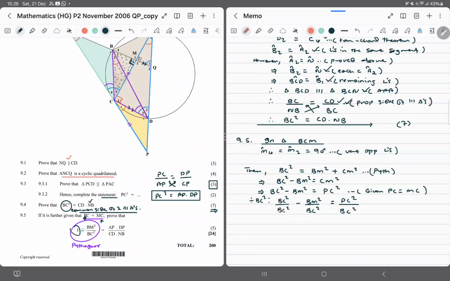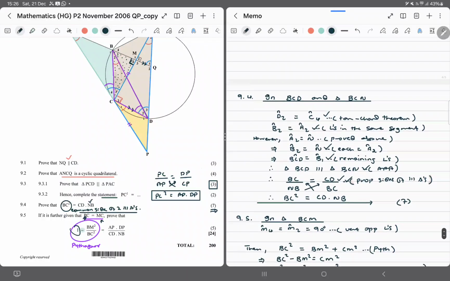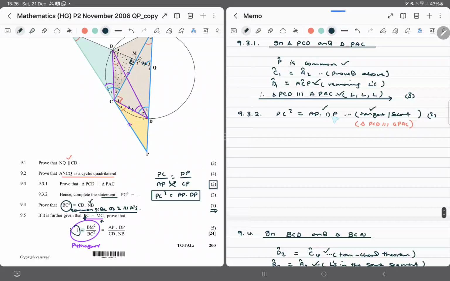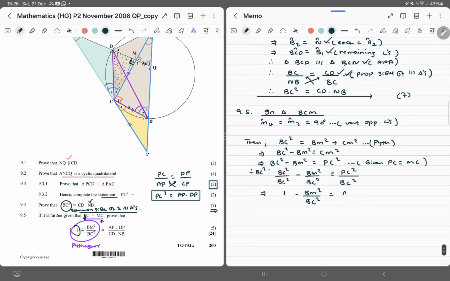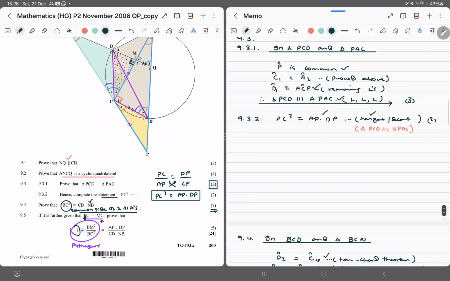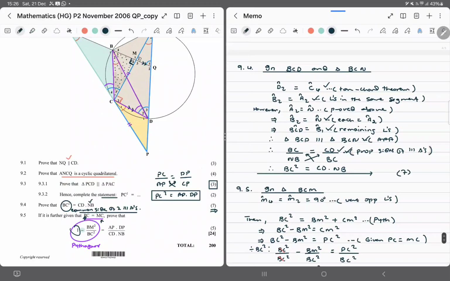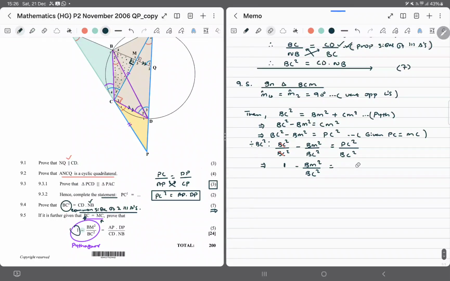So what do we know? This implies that 1 minus BM squared over BC squared is equal to, now what is PC squared? We proved above that PC squared is AP times DP. That was PC squared divided by BC squared, which we proved is CD times NB. So this is CD times NB.